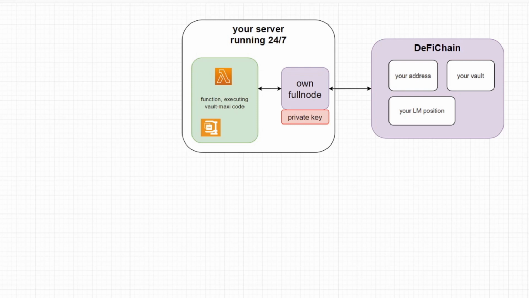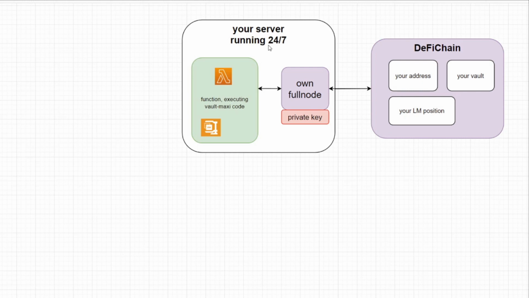You can either have your own server, running 24/7. On this server, you have your code function, and you have your own full node, which is your access to the DeFi chain, the decentralized chain itself. What's important here, you need your private key on this server, because the code needs the ability to sign transactions so that the chain says, yes, you are allowed to change whatever, send stuff, deposit stuff, or whatever. So you need a private key so that the code runs on your server.